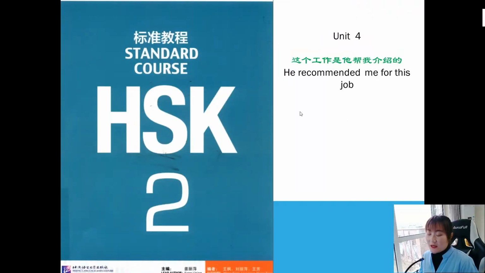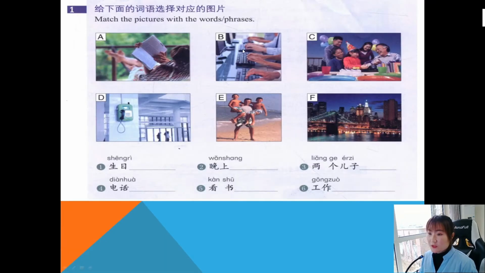Today let's learn HSK 2, Unit 4. 这个工作是他帮我介绍的。He recommended me for this job. So first, look at these pictures and how to match these pictures with words or phrases.